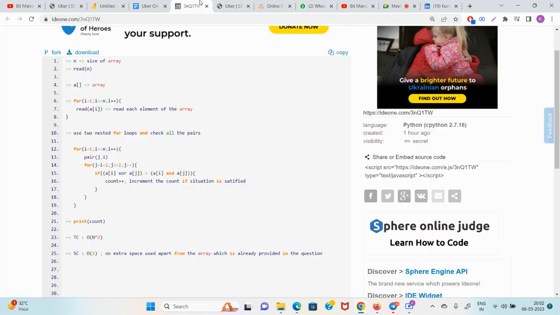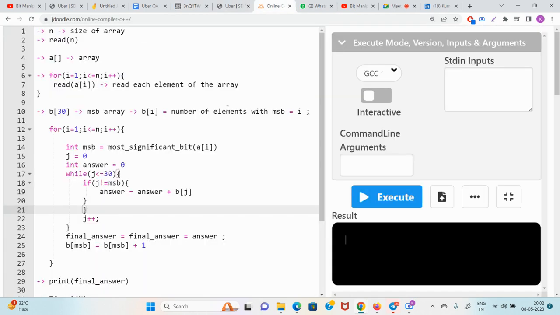So now, guys, everyone be with me. This was such an interesting new problem, right? That's why. So n is the size of array. I read the size of the array. I declare array A. I read each element of array A. Clear? Then B of 30 is my MSB array, where the meaning of B of I is number of elements with MSB equal to I. Clear, guys? That's it.